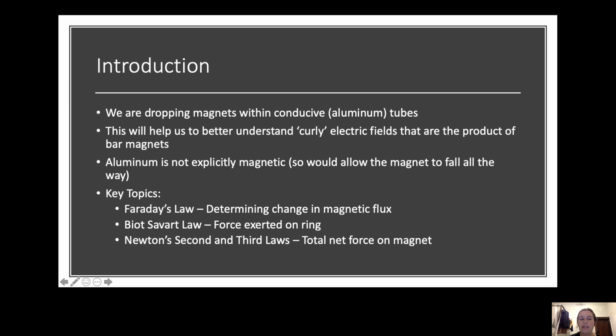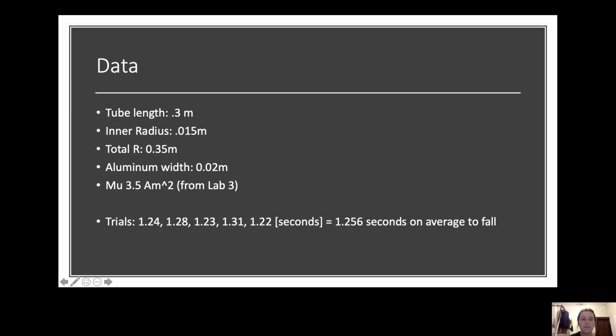Some key topics that we visit today from Physics 2212 would be Faraday's Law, determining that change in the magnetic flux throughout the experiment, the Biot-Savart law, determining the force exerted on the ring by the magnet, and Newton's second and third laws. These are going to help us understand the total net force on the magnet as it's falling.